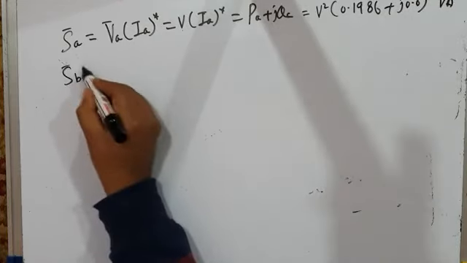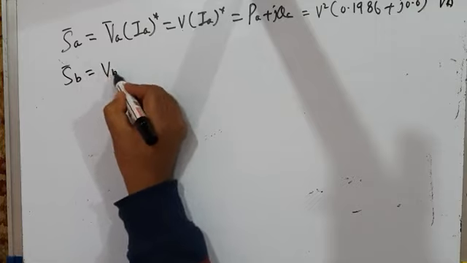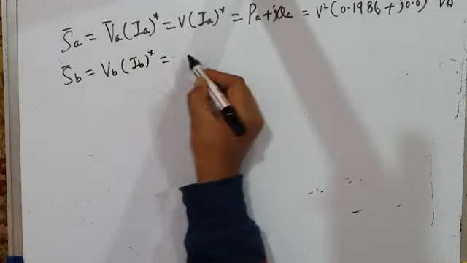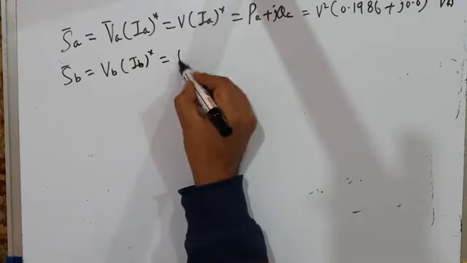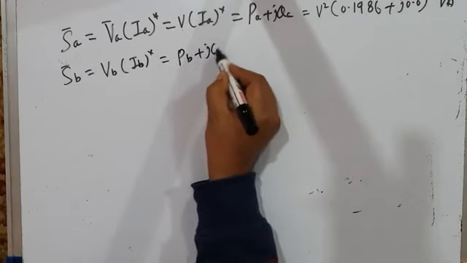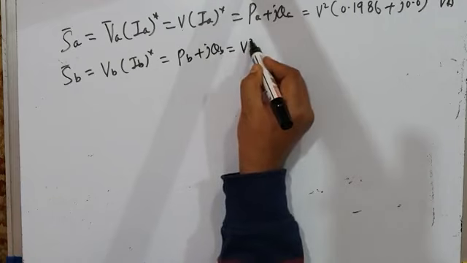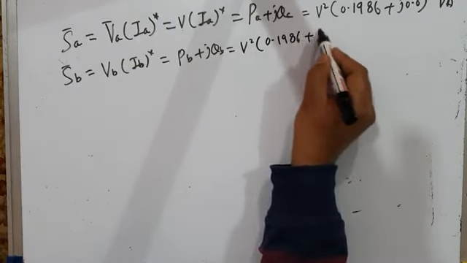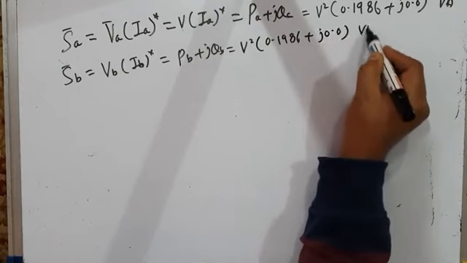Similarly, apparent power of phase B will be VB into IB star, and that is equal to PB plus jQB, and that will come out to be V square into 0.1986 plus j0.0 VA.